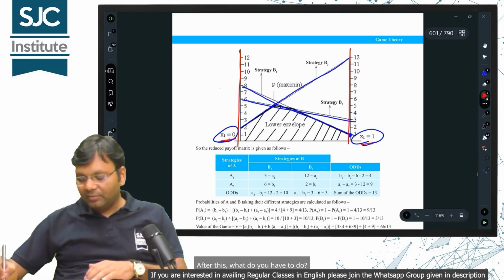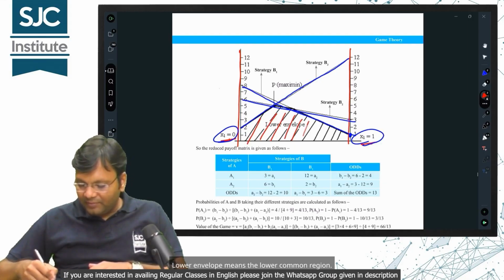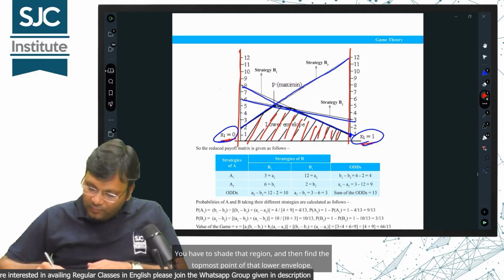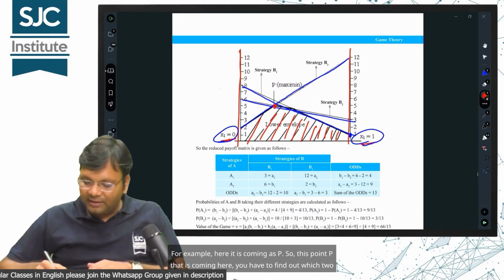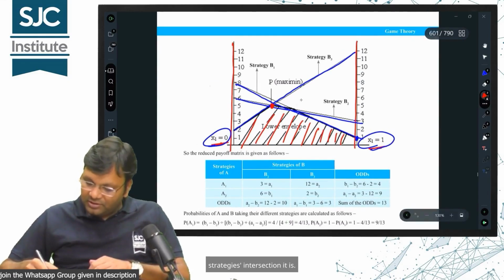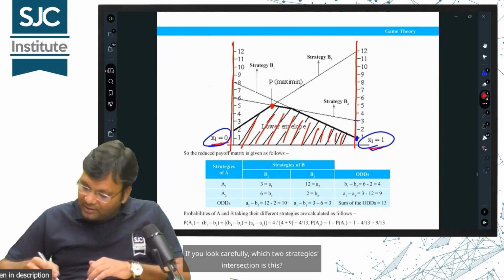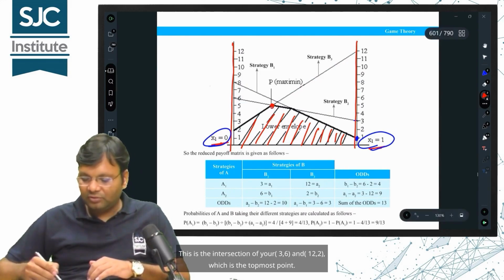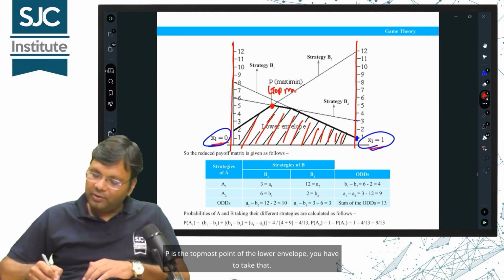After this, what do you have to do? You have to identify its lower envelope. Lower envelope means the lower common region. You have to shade that region and then find the topmost point of that lower envelope. For example, here it is coming as P. For this point P, you have to find out which two strategies' intersection it is. This is the intersection of your 3, 6 and 12, 2, which is the topmost point. P is the topmost point of the lower envelope. You have to take that.